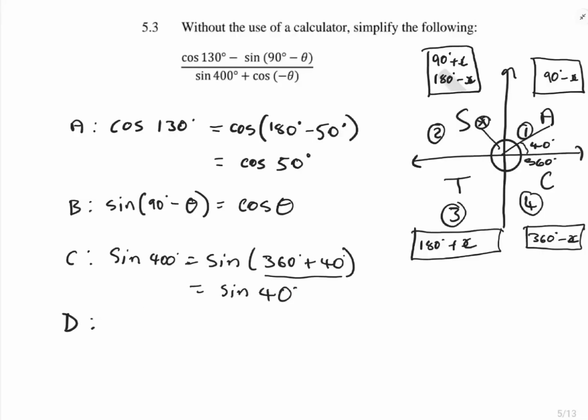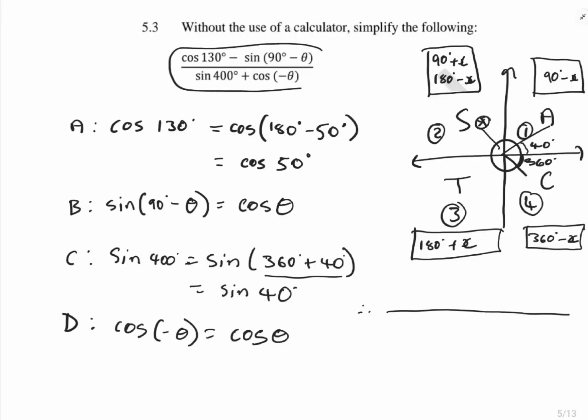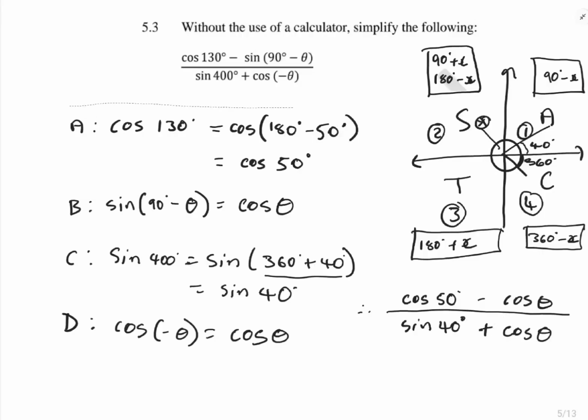Then D, we have cos minus theta. As I said, we consider minus theta as an angle in the fourth quadrant, and only cos is positive there, so it's going to be cos theta. Since we now have all this data, we can convert the whole expression at the top to cos 50 degrees minus cos theta, divided by sine 40 degrees plus cos theta. Let me remove this just for some space.